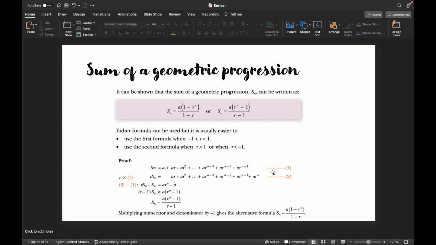When we subtract 2 from 1, we get the following. When you subtract this, you're left with this term and this term. Therefore, you can take Sn as common here, and then when you divide, you get the sum. This is how you derive it. And if you multiply the numerator and denominator by minus 1, you get the alternate formula. So that's how you prove it.